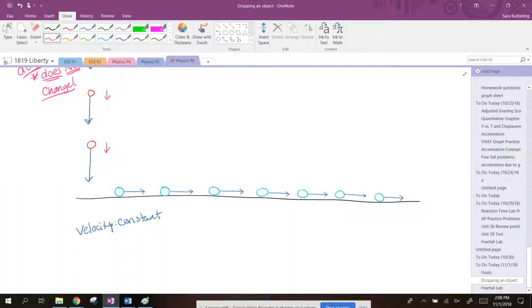So, Henry, you were right. It's not really a trick question. It's just an are-you-paying-attention question. Their acceleration vectors all equal 0 because there is no change in the velocity.